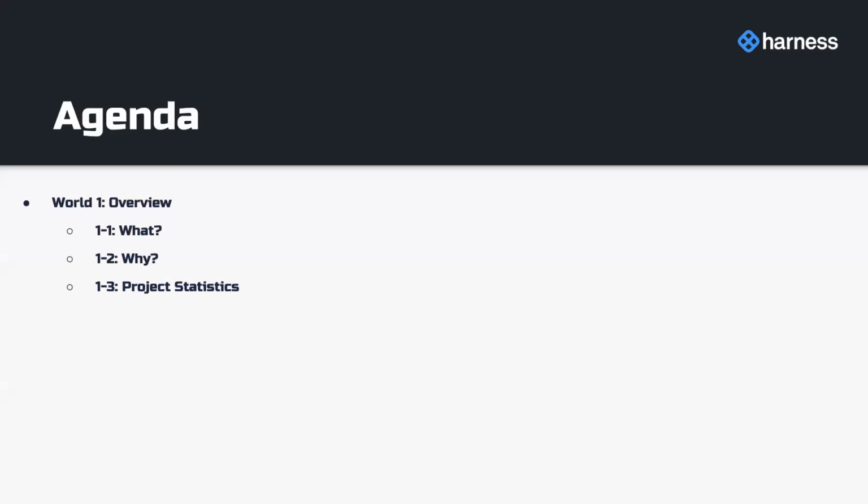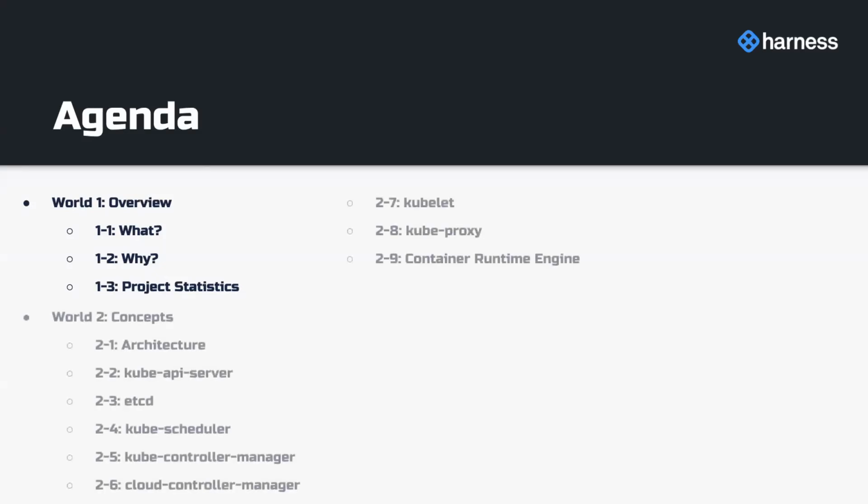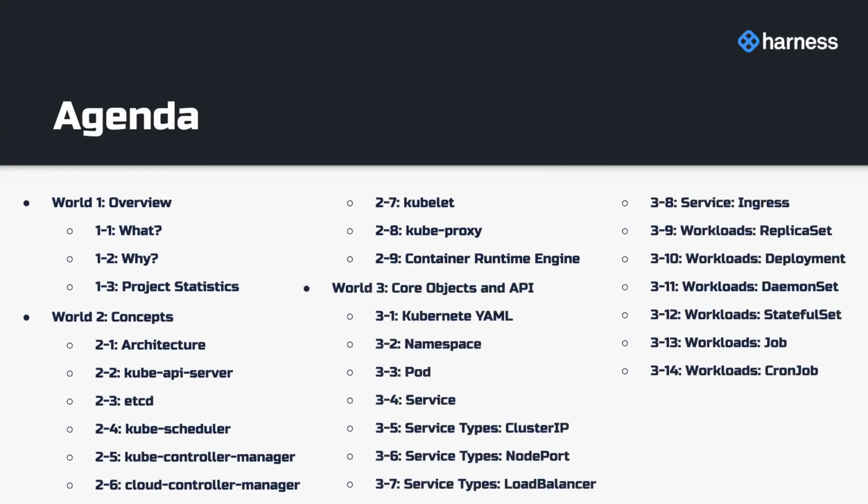In the agenda, we're going to cover an overview of Kubernetes. What is it? Why would someone use it? Or why is Kubernetes beneficial? And some of the project statistics. Then we're going to be covering some of the underlying concepts that make up Kubernetes, basically just the architecture. Then we're going to be covering some of the core objects in the API, which is going to be the higher level piece. So what are you actually putting out onto Kubernetes and using?